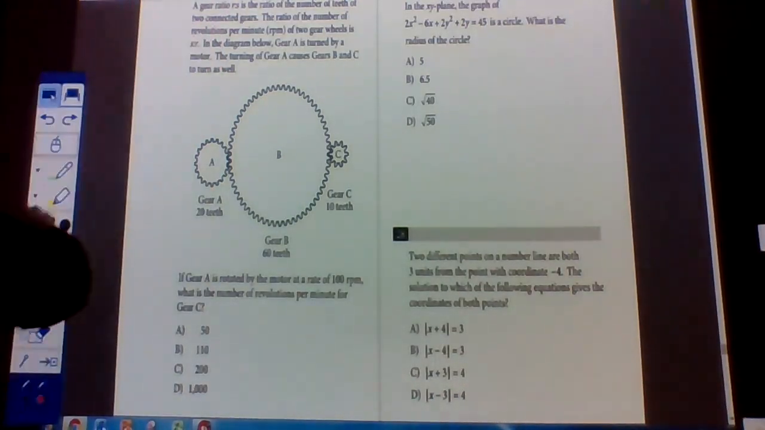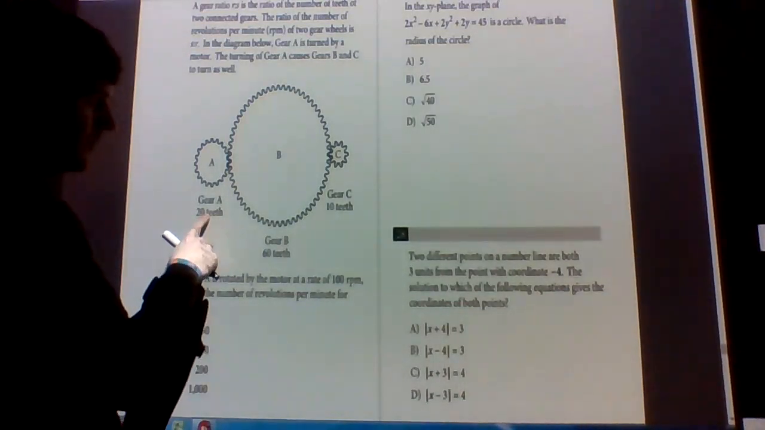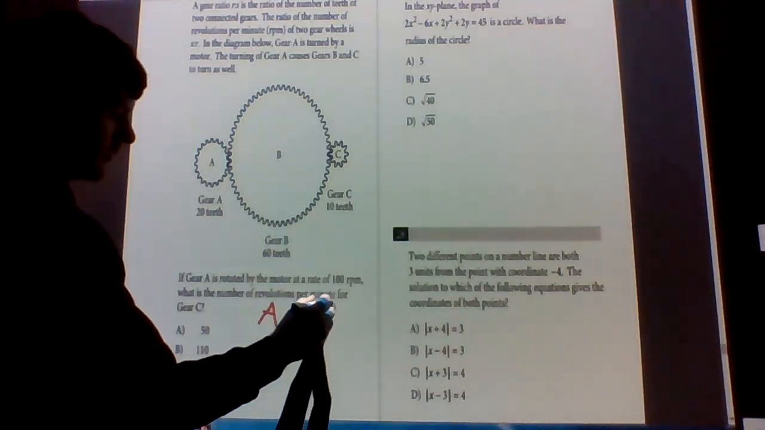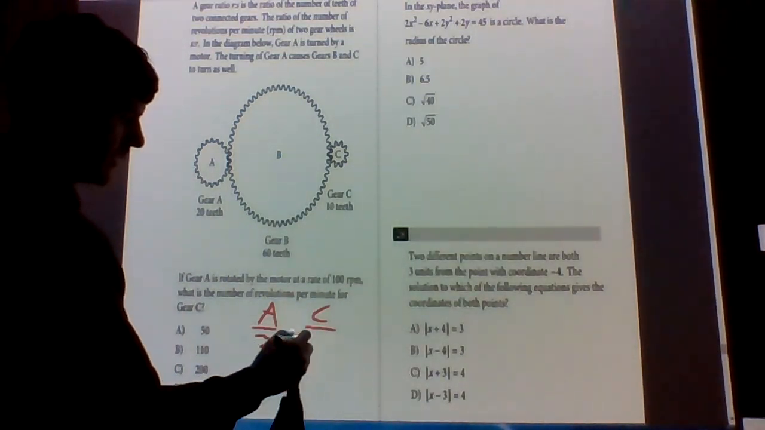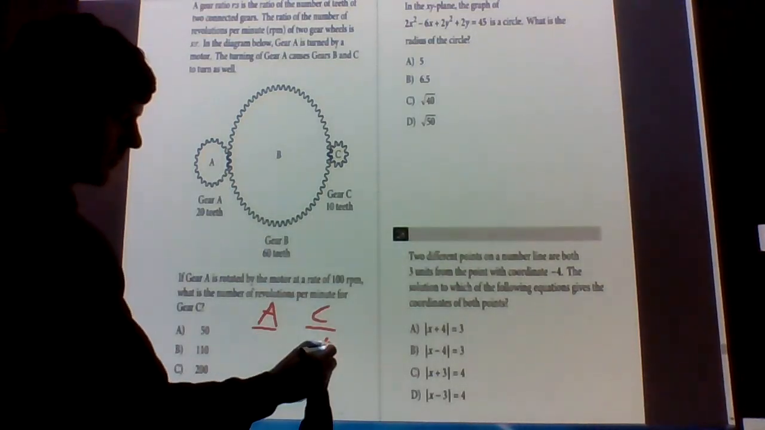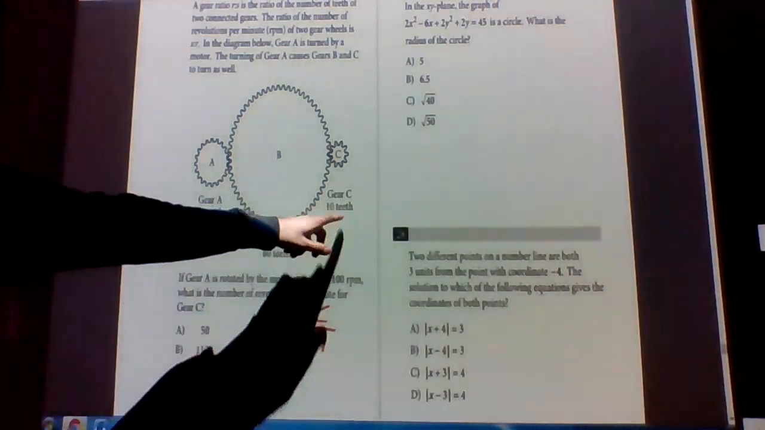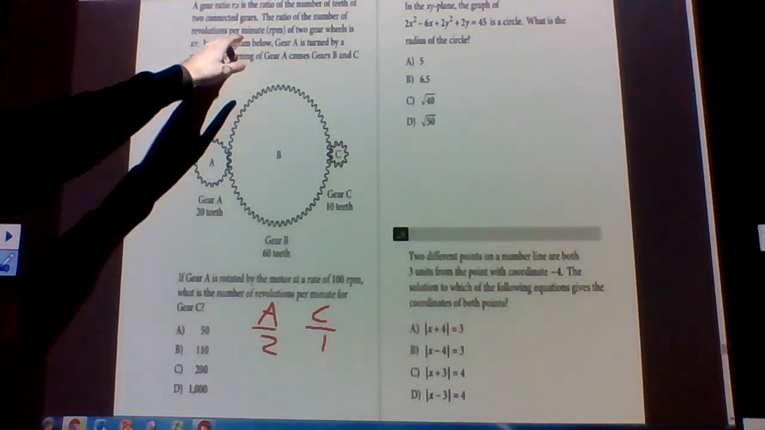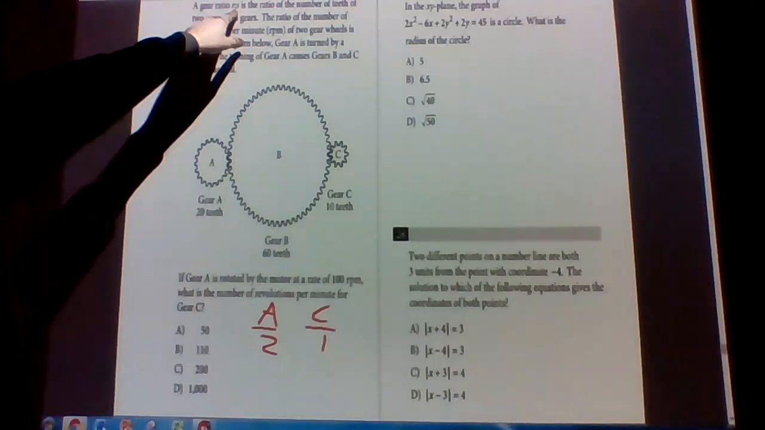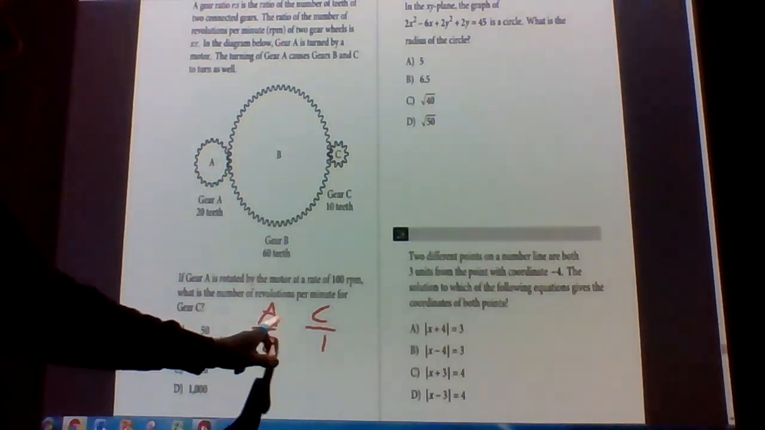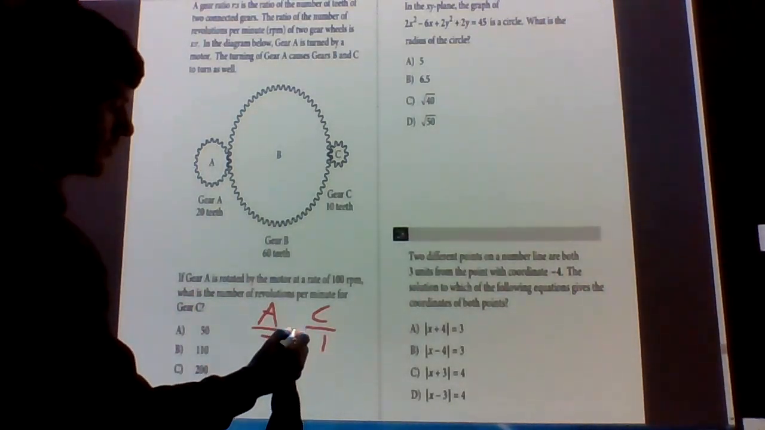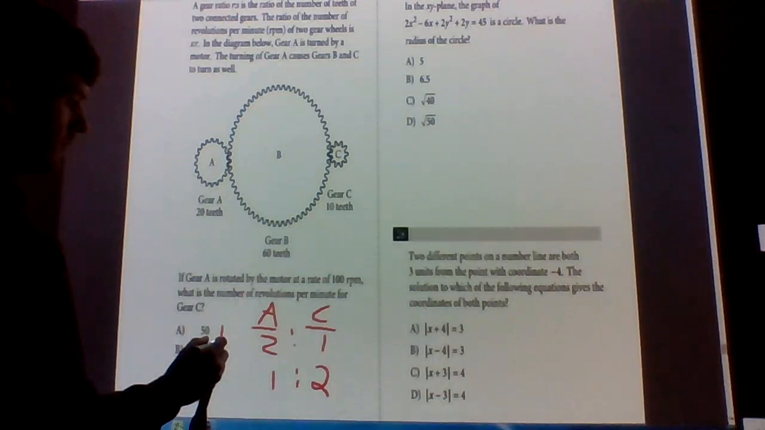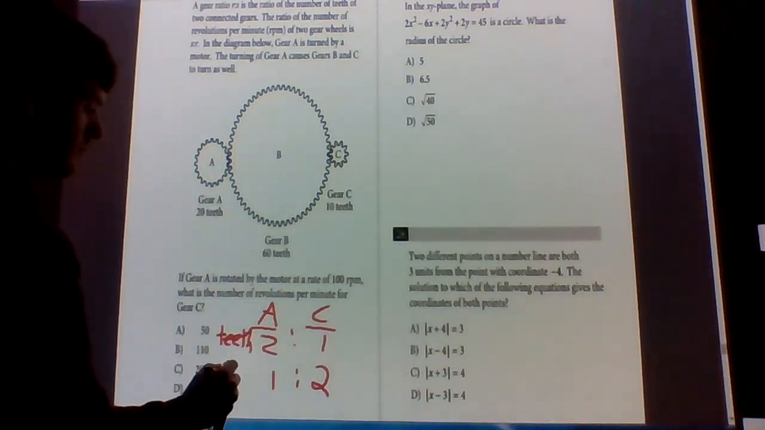Okay, gear ratio is R to S. So the gear ratio of A to C is 20 to 10, right? So that's basically 2 to 1. Gear A has twice as many teeth as gear C. It tells us that the ratio for the revolutions per minute is the reverse. So if the ratio for teeth is 2 to 1, then the ratio for revolutions per minute is going to be 1 to 2.